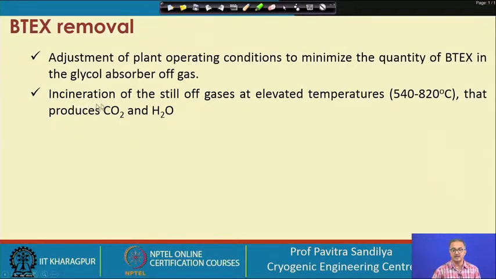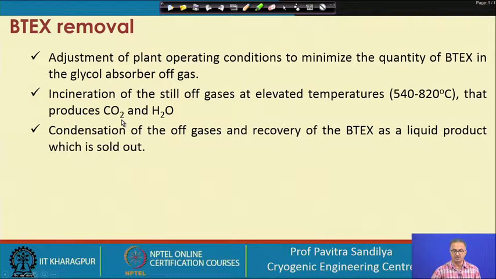Then the gas is incinerated, and by incineration of the BTEX we get carbon dioxide and water, and sometimes this BTEX is condensed and recovered as BTEX liquid, which is also sold for making other chemicals. So that is how we are able to remove the BTEX from the natural gas.